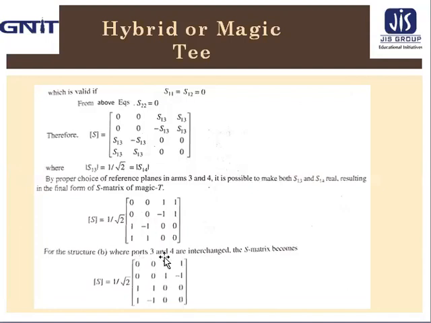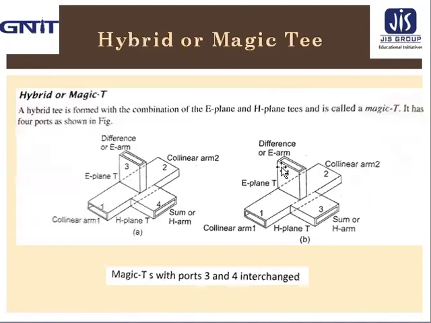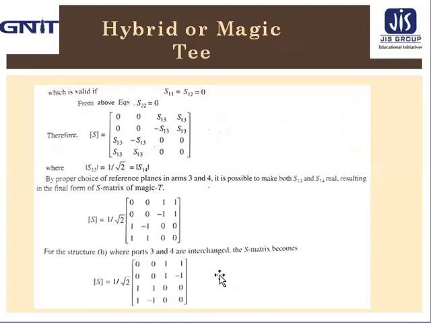And for the structure of figure B, where the ports 3 and 4 are interchanged, that is port 3 and port 4 are interchanged, the S matrix will be S equal to 1 by root 2 times 0 0 1 1, 0 0 1 minus 1, 1 1 0 0, 1 minus 1 0 0.